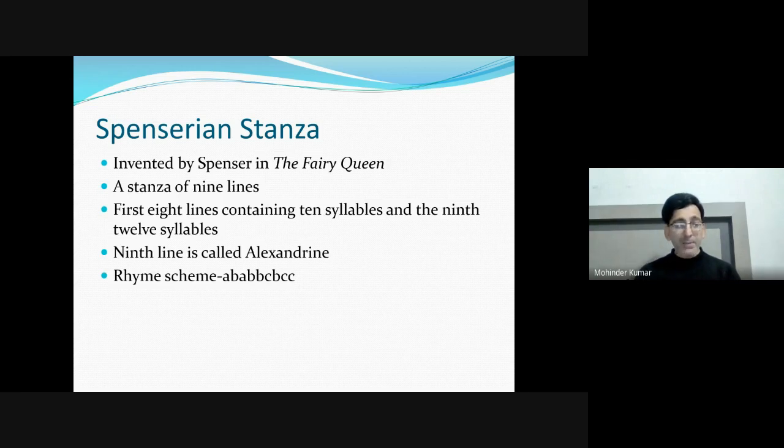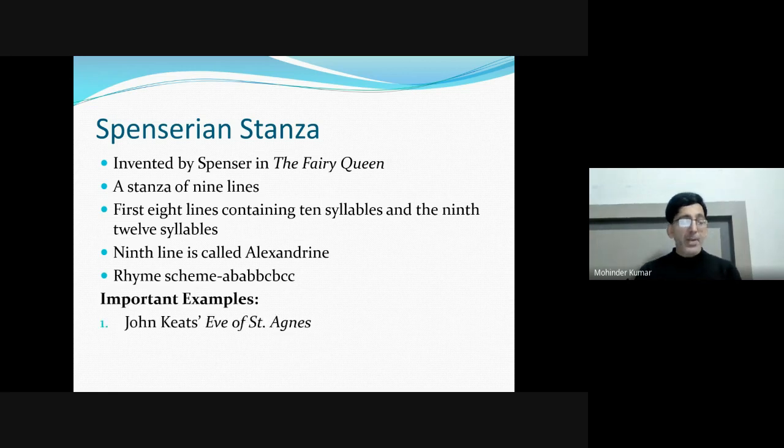The rhyme scheme always starts with ABAB. Because the rhyme scheme is interconnected, the next 4 lines start with B, since the 4th line ends with B. So in the 5th line, we have B, BC, BC. And then the 9th line starts with the C. So the rhyme scheme is interconnected, you must remember.